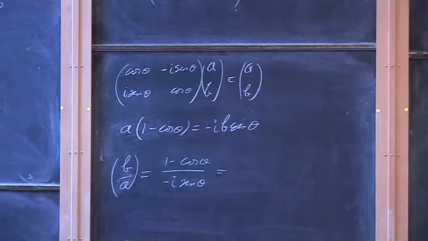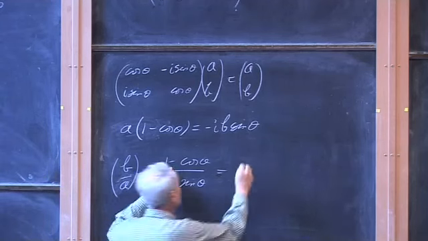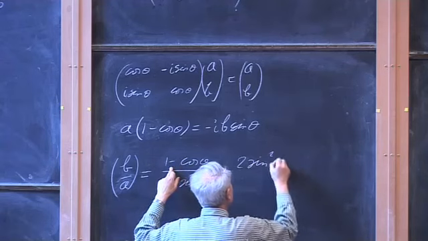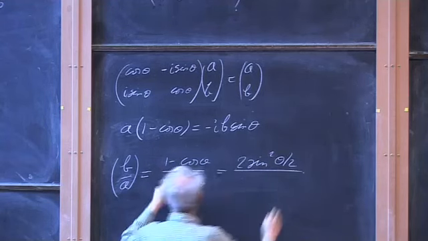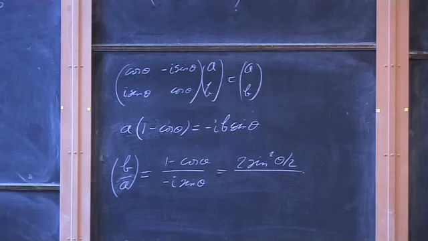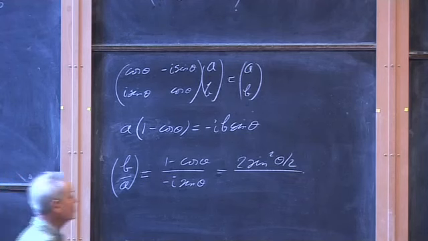And we can clean this up a bit if we use some half-angle formulae, because this on the top is twice the sine squared of theta over 2, and sine theta is twice sine theta over 2 cos theta over 2.